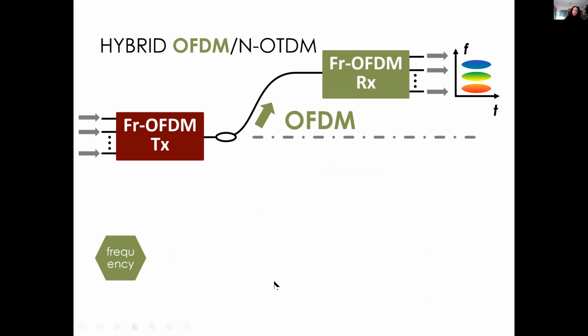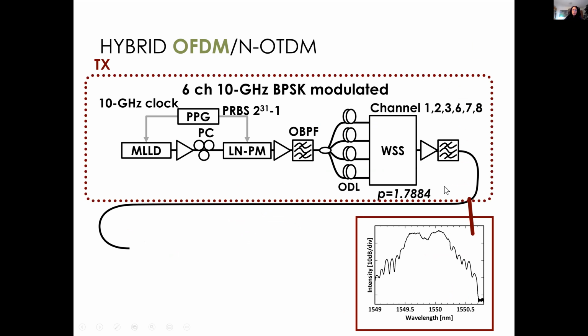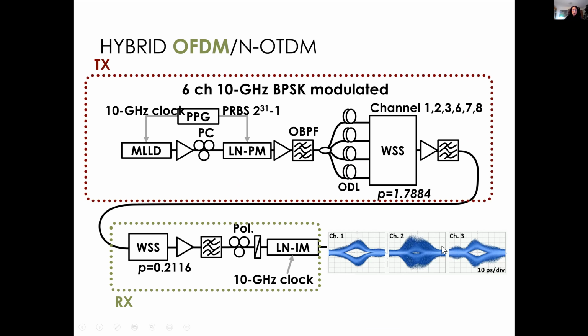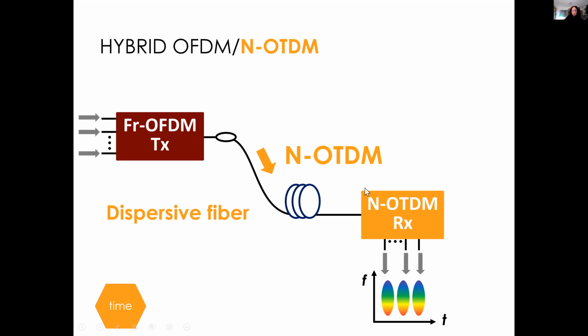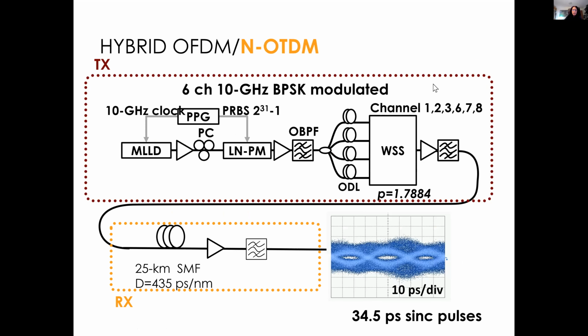So basically the first receiver is made by a wavelength selective switch that filters out the fourth channel. And so you can receive the fourth channel in this way. Alternatively, if you decide to choose OTDM, basically you just add to the receiver a compensating fiber and you see one pulse after the other.